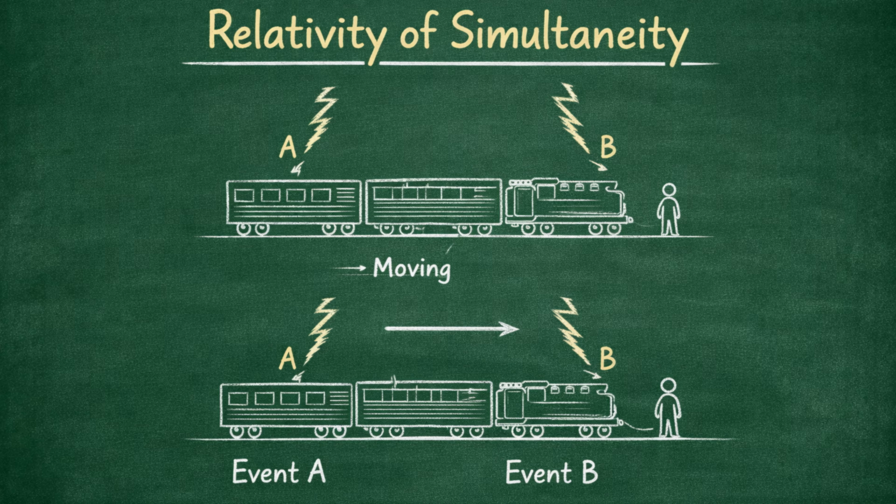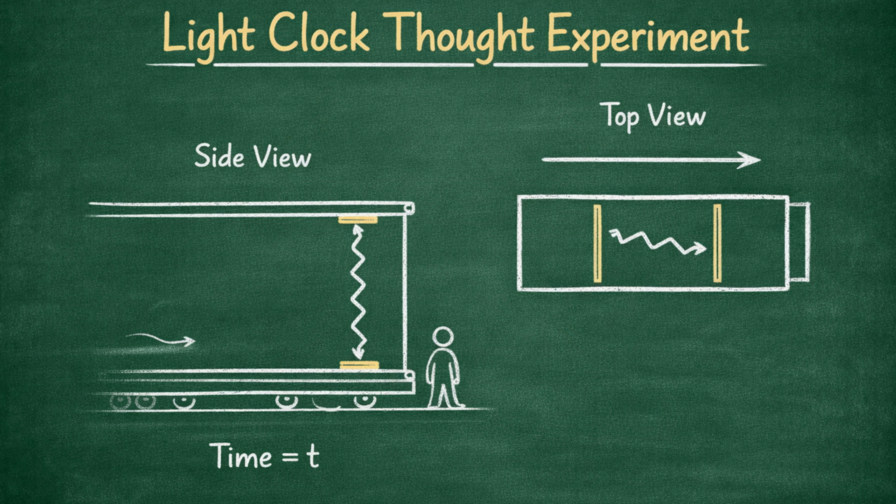Einstein also showed that simultaneity is relative. Two events that are simultaneous in one frame may not be simultaneous in a moving frame. This underlies time dilation. If clocks tick differently in different frames, simultaneity must change. Thus, time is intertwined with space in space-time.